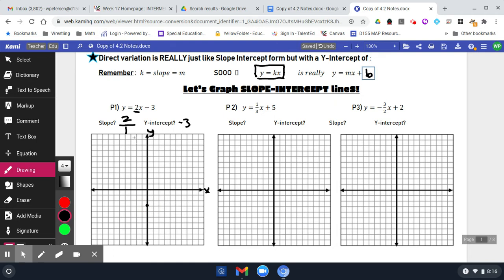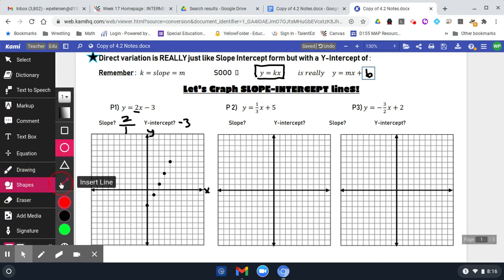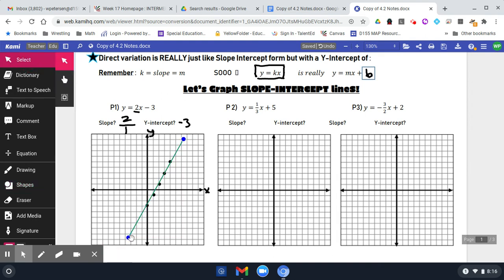And now we're going to go up our 2, 2 over 1, up 2 over 1, up 2 over 1, and we always do 4 points. And now that is our line. So like you can see, it's very similar to what we did yesterday. This is the exact same line as if you went through the origin. The only difference is now we have that B, so it shifted it down for us.